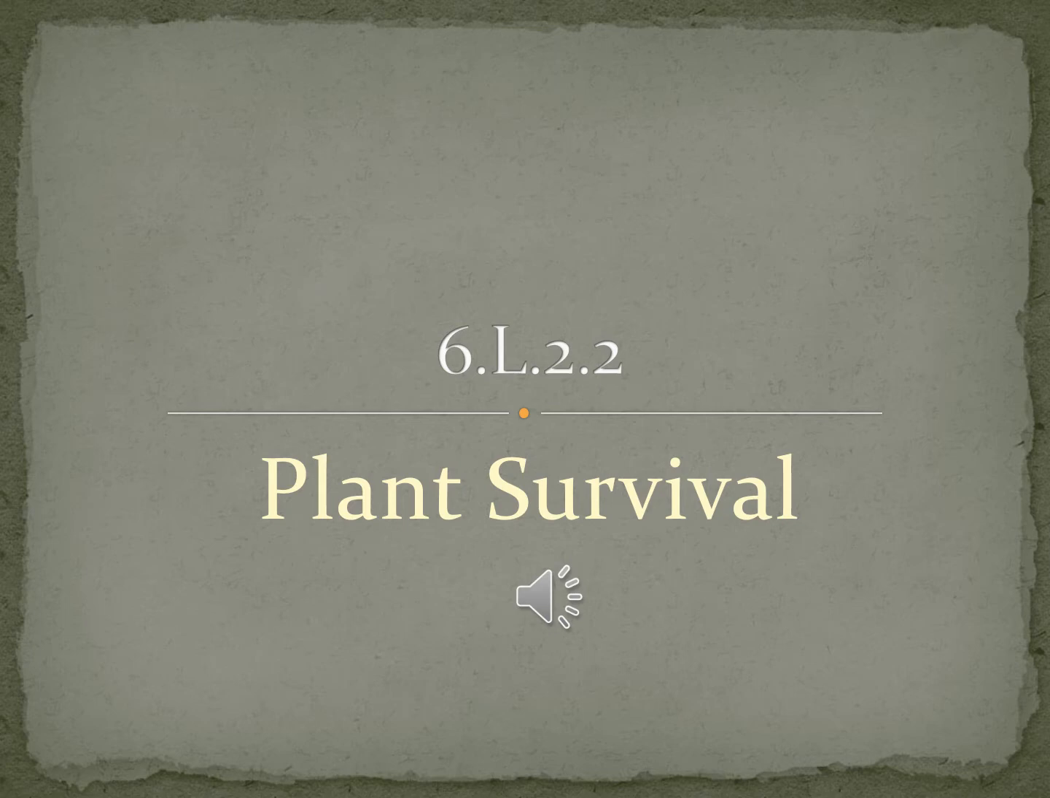With these flip notes, we're going to be talking about plant survival. In order for plants to survive, they have to go through several different things. Let's go through the slides and discuss each one individually.